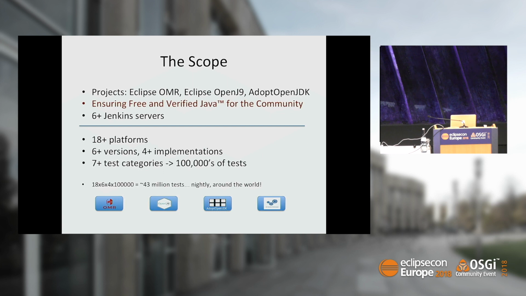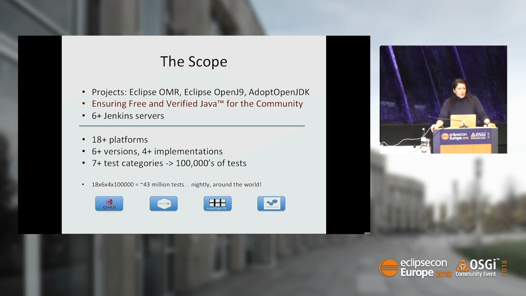Yeah, great. So just to give the scope of the work that we do, we have testing across two Eclipse projects, Eclipse OMR and Eclipse OpenJ9, and a lot of testing that we're bringing to the AdoptOpenJDK project as well. This means we're running or monitoring tests across more than 6 Jenkins servers. We test on more than 18 platforms at any given time.